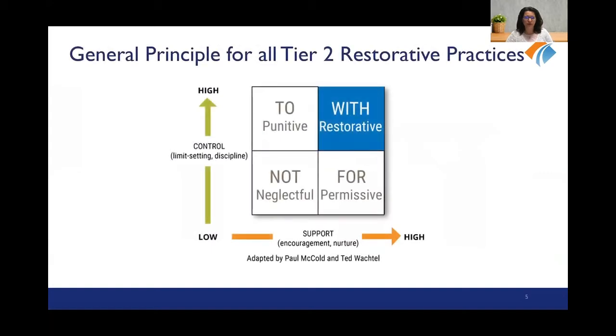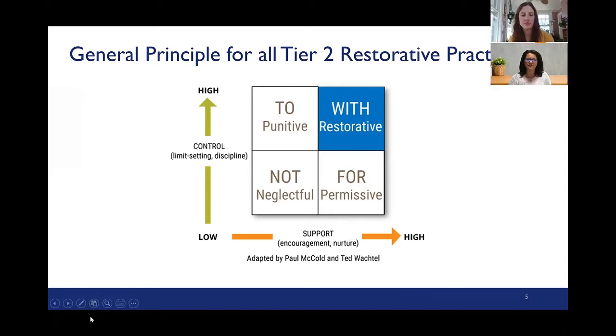Another resource from McCold and Wachtel that I think is really relevant to Tier 2 practices is their social discipline window. Traditional discipline usually falls in the quadrant of issuing consequences to kids and tends to be of a more punitive nature. But Hallie, I know you and I both love that restorative practices are doing school with kids and solving problems with kids. So I think the social discipline window is so valuable.